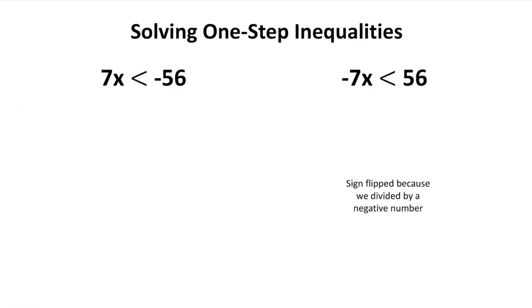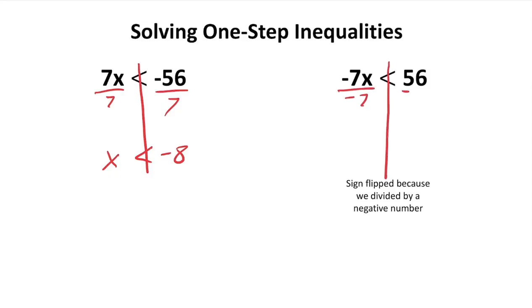Okay, now let's look at this one. Same thing as last time. This is multiplication, so we're going to divide. X is less than negative 8. Now we're going to divide by negative 7 on both sides. Here's the one difference that you have to remember. Those cancel. We get x. You still get negative 8 over here. But if you multiply or divide by a negative number, when you're doing an inequality, you have to flip the sign around.